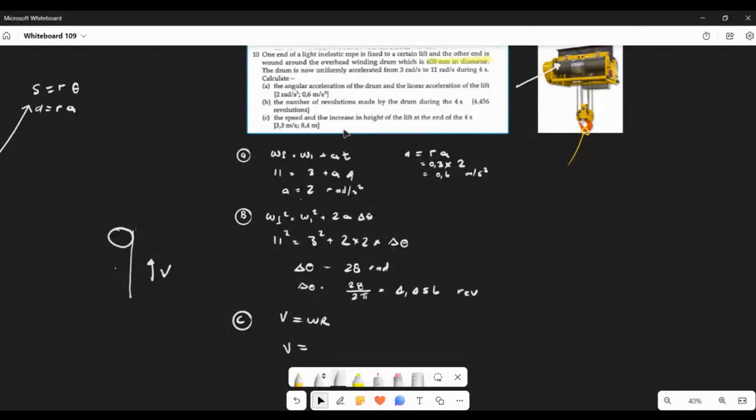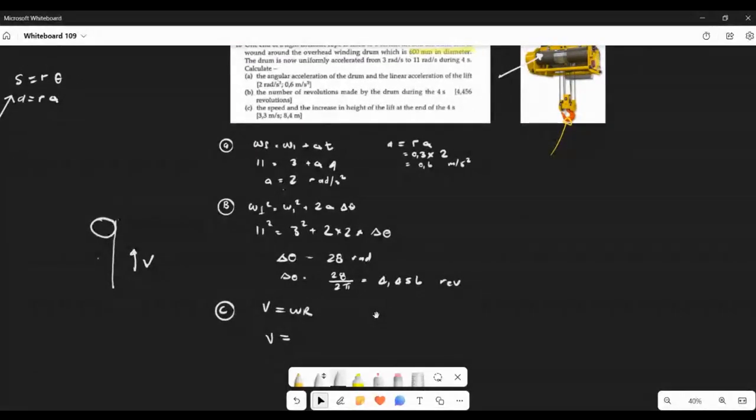So obviously this is the angular velocity after 4 seconds, right? What angular velocity is that? So that should be 11. You've got to take your time to think about it. That'll be 11 times the radius, 0.3. And if you get an answer of 3.3 meters per second, what this means is that the lift is traveling at 3.3 meters per second.